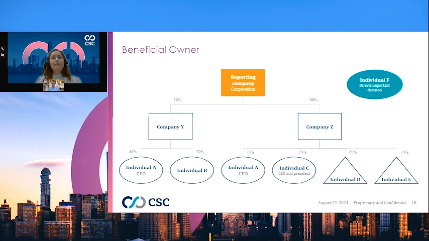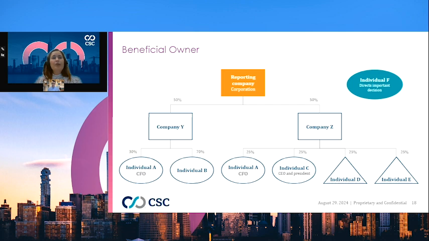Individual A is the CFO. Individual C is the CEO and president, and individual F does not have an official title, but we're told he does direct important decisions. These individuals all meet the substantial control test.